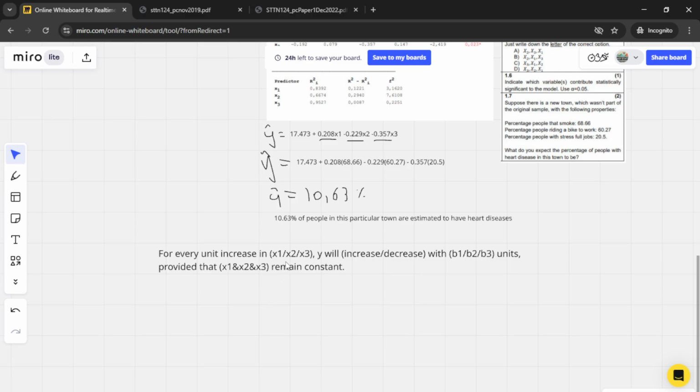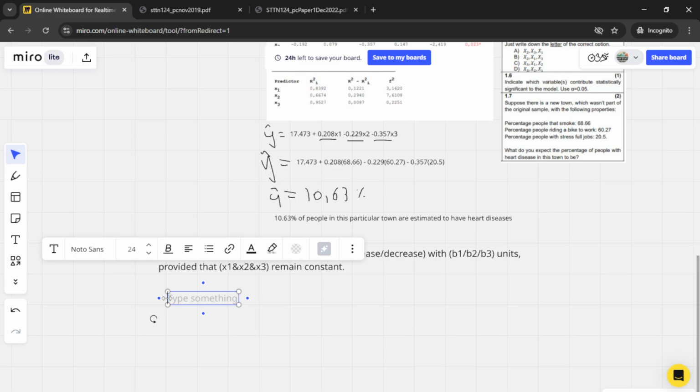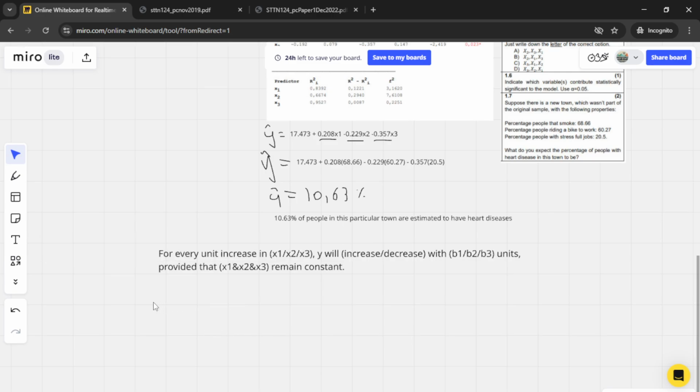So for every unit increase in x1, y will increase with, you have to write the actual units, not b1. So I'm going to show you guys how to write the actual answer for this. It will increase in b1 units. So you're going to write the actual number for that units, provided that x2 and x3 remain constant. Basically, the other variables should remain constant, right? All right, cool. So now, this is the actual answer, because we don't want you guys to say x1 or b1. You have to write the actual answers.